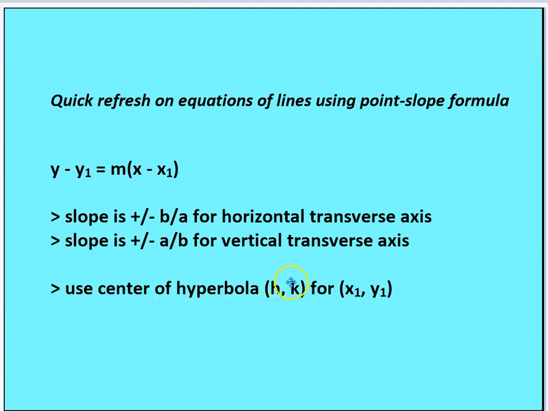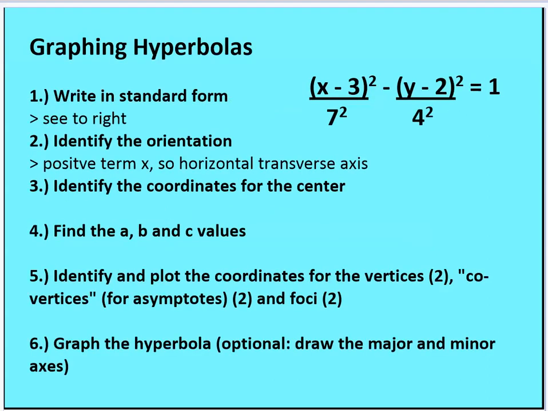So the center of the hyperbola, h, k, we're going to use for x1 and y1, and then of course we're going to use the slope from b and a in a different value. One is the reciprocal of the other: b over a for horizontal transverse axis and a over b for vertical transverse axis. And we said plus or minus to represent both the slope of the asymptote that is positive and the slope of the asymptote that is negative.